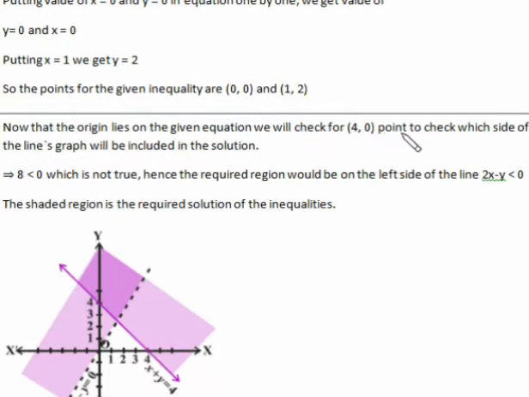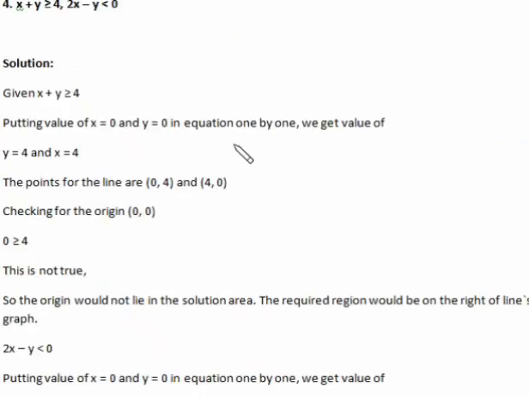We will check for the point 0 0, which side of the line graph includes the solution. 0 less than 0 is true. Hence the required region should be on the left side of the line, this one, the shading of the region of the solutions. This is the dotted line.